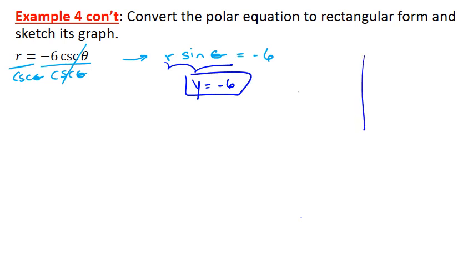Boy, was that much easier than taking a very long approach and multiplying both sides by r. So here is the graph. If only they were all that easy.